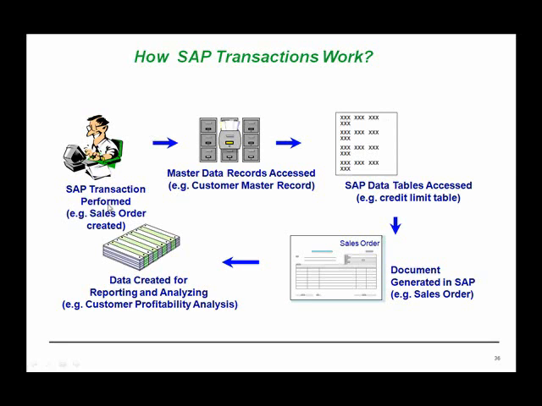So this is how a typical SAP transaction works. An end user is entering a transaction. An end user also enters master data if needed, but when you enter a transaction, it goes and accesses master data records like the customer master. It also goes behind the scenes to access all the data tables. Then it creates a sales order for you.